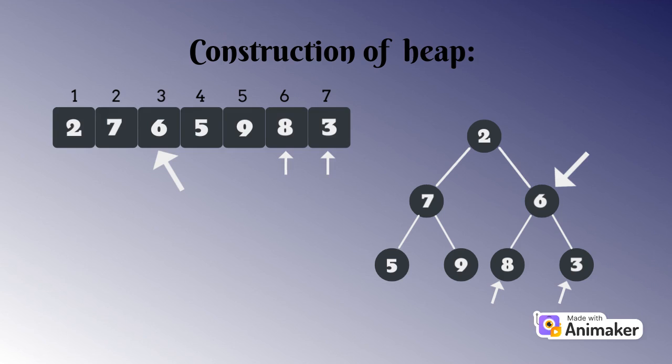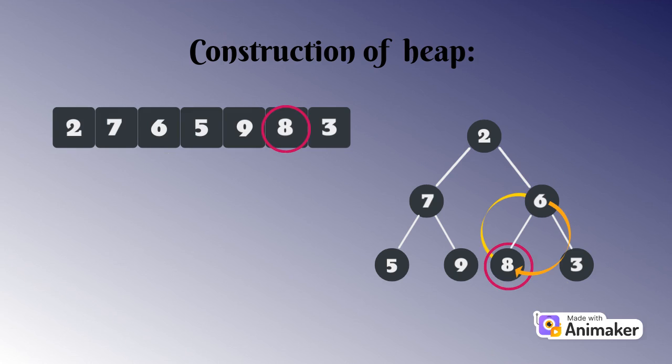Compare the children nodes with the parent. If the value of children nodes is less than the parent node, proceed to next iteration. Else, select the greater node among the children and interchange it with the parent node.